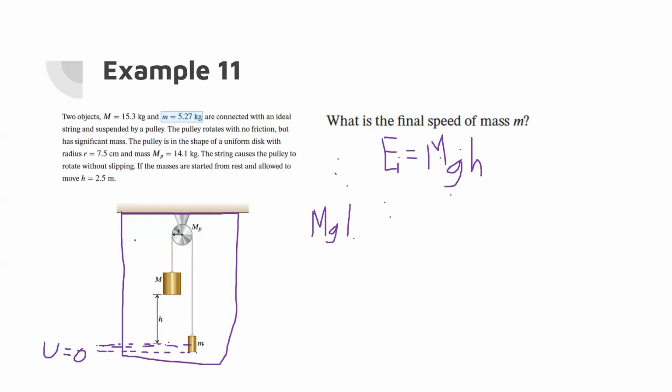So I get mgh is equal to my final energy. Everything is going to be moving, and so everything is going to have kinetic energy. My big mass will have a kinetic energy, my small mass will have kinetic energy, and my pulley will have rotational kinetic energy.